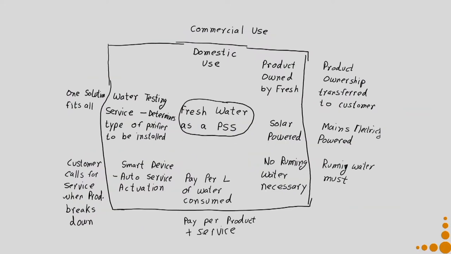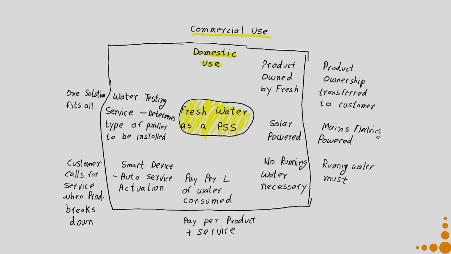So let's see a bigger picture of this and try to discuss it in detail. Say for example, after my previous step of brainstorming, I say that my market definition is going to be fresh water as a PSS. Firstly, I defined my target as domestic use. I kept commercial use outside the box because I want to clearly say that it's meant for domestic use and not for commercial use. Commercial use is outside the scope.